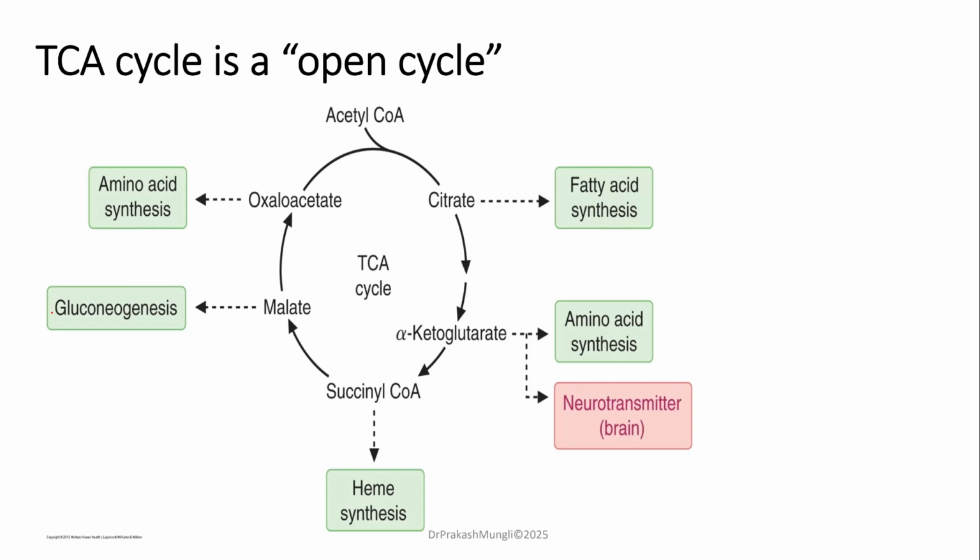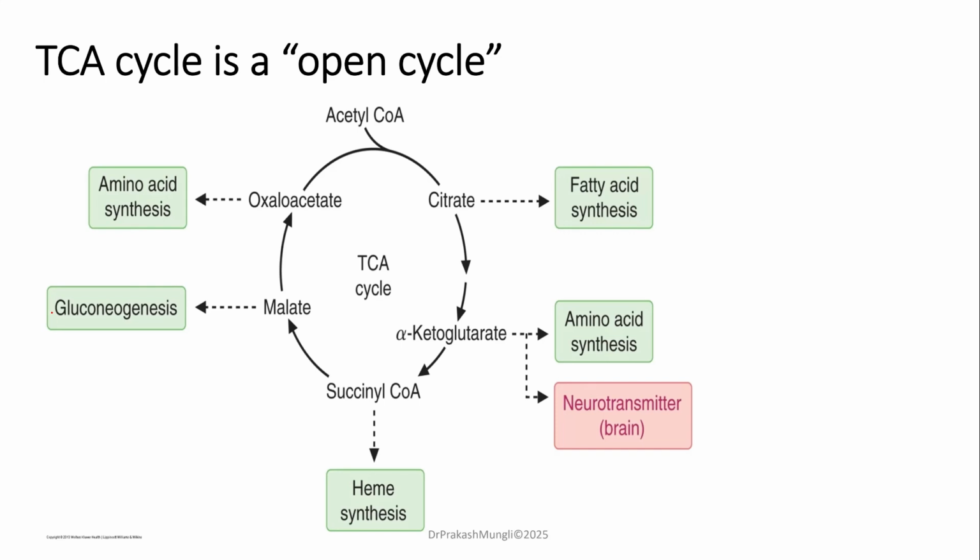Because the TCA cycle is referred to as an open cycle in the sense that whatever intermediate is there in the TCA cycle can be removed from the TCA cycle and directed to some other metabolic pathway. For example, citrate. Citrate is a part of the TCA cycle: acetyl-CoA, oxaloacetate, citrate. Citrate can be pulled out of mitochondria into the cytoplasm. And in the cytoplasm, citrate is the one that goes to fatty acid synthesis. Whenever you eat excess carbohydrate, I told you, in no time it becomes fatty acid. Because glucose is converted to pyruvate, pyruvate to acetyl-CoA, acetyl-CoA to citrate.